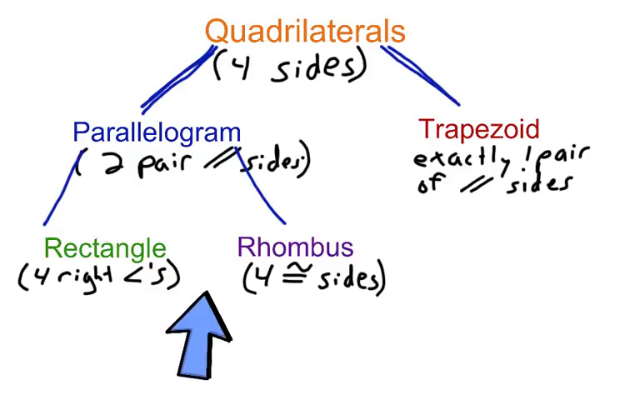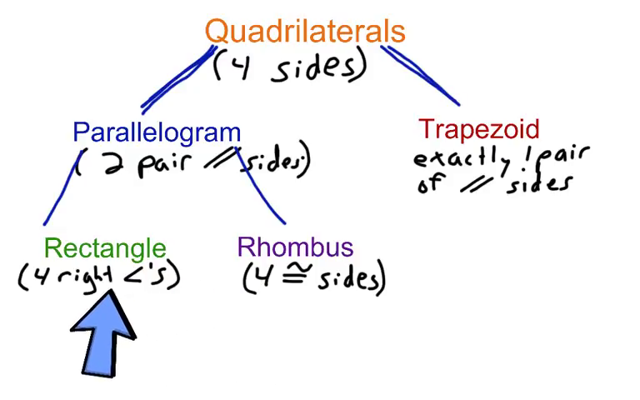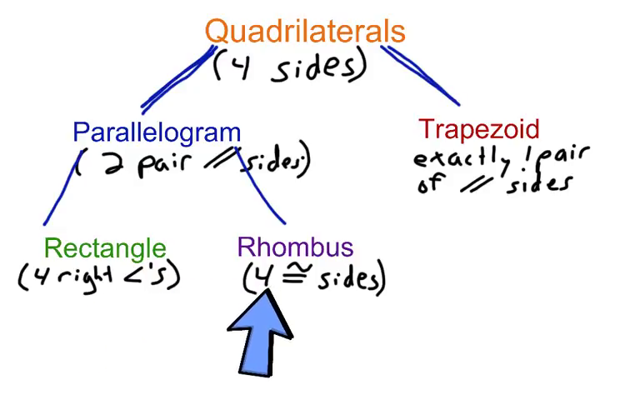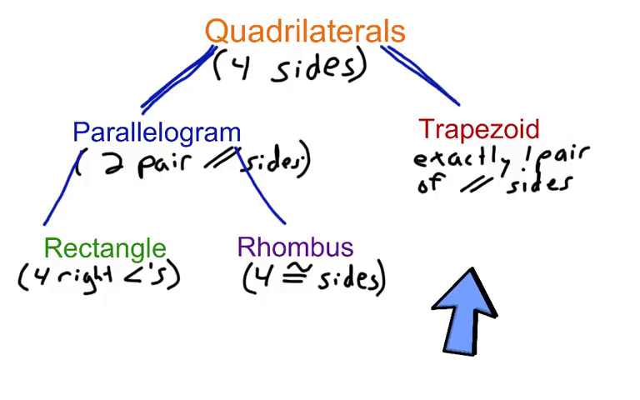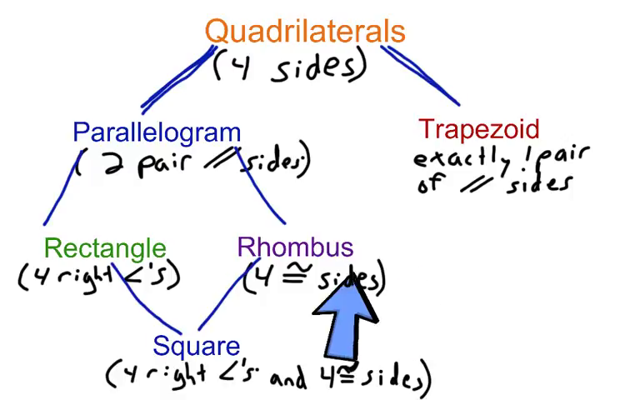Now, what do you think we call it when a rectangle and a rhombus, if they're both a rectangle and a rhombus? That's right, they'd be a square. So that's going to be our last classification. So a square has four right angles and four congruent sides. So some rectangles are squares and some rhombuses are squares, but all squares are rectangles and all squares are rhombuses.